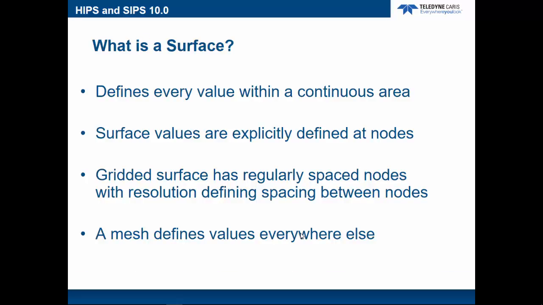So before we dive into defining variable resolution, we'll start at the basics with what is a surface. A surface is effectively something that defines a value, every value within a continuous area, and those values are defined explicitly at nodes. A gridded surface has regular spacing between those nodes defined by the resolution, and then a mesh defines the values anywhere else. So if we need to interpolate a contour, for instance, across a grid, we use some sort of linear interpolation between the points.